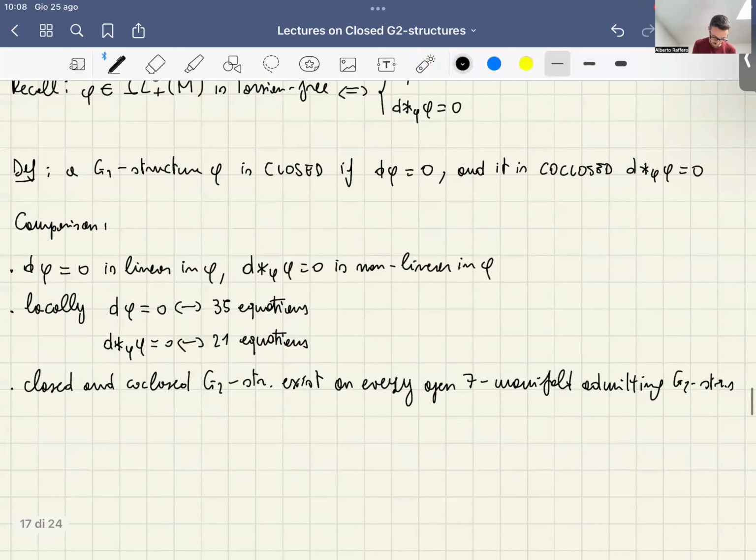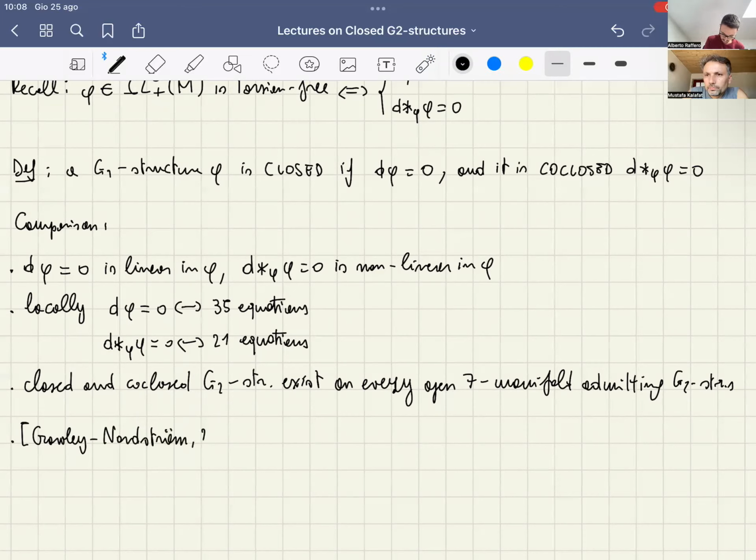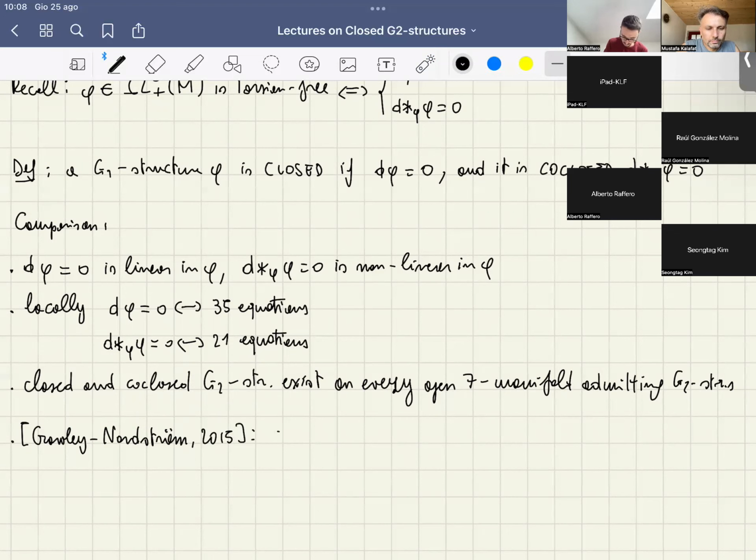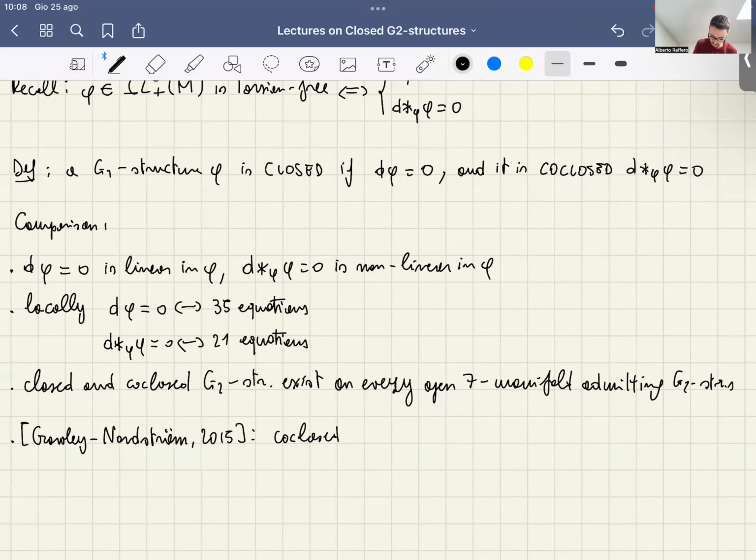In the compact case, this is true only for the co-closed G2 structures. And this is a theorem that was proved by Crowley and Nordstrom in 2015 that tells you that co-closed G2 structures exist on every compact 7-manifold admitting G2 structures.